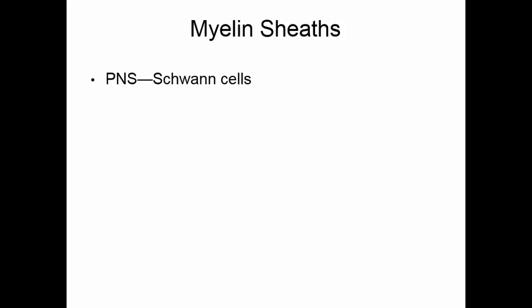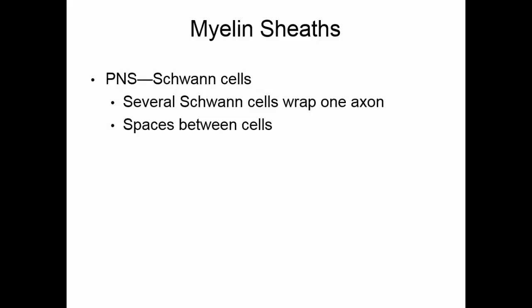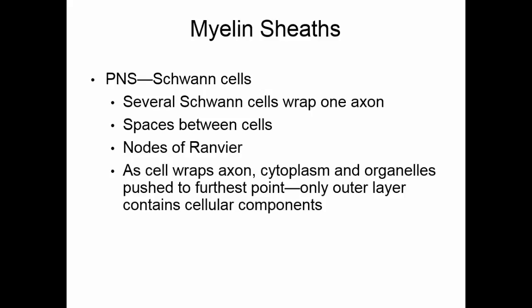In the peripheral nervous system, the myelin sheath is produced by the Schwann cells. It takes several Schwann cells to wrap one axon. The cells do not overlap each other, so there are spaces between the cells that are known as the nodes of Ranvier. As the cell wraps around the axon, the cytoplasm and organelles are pushed to the furthest point, so only the outer layer of the myelin sheath contains the cytoplasm and the organelles.